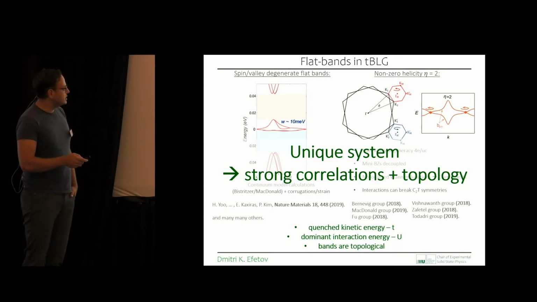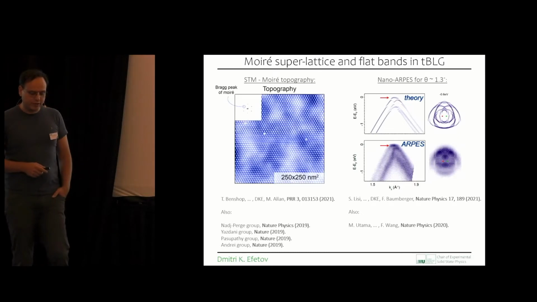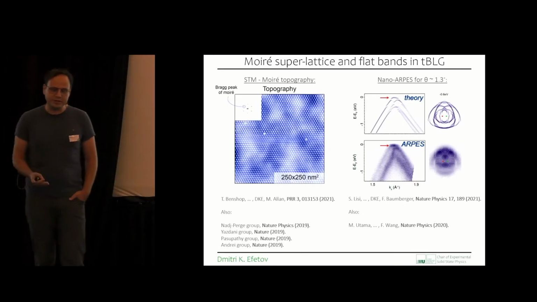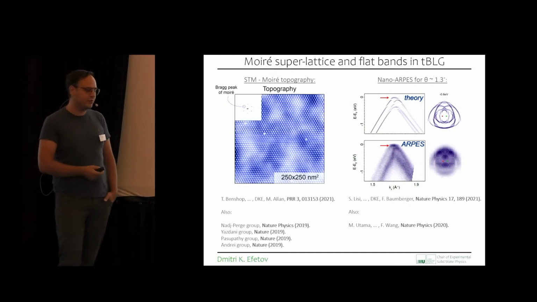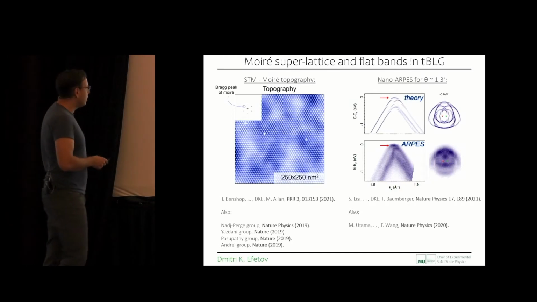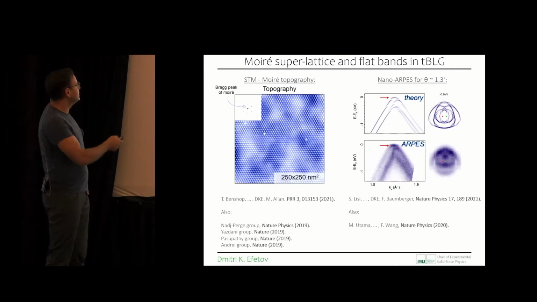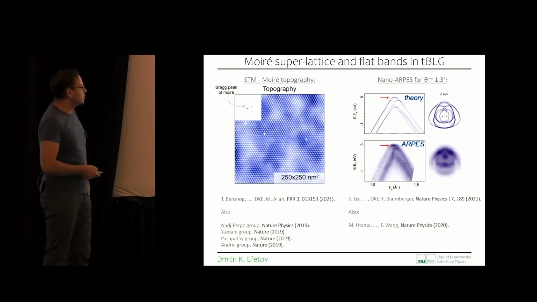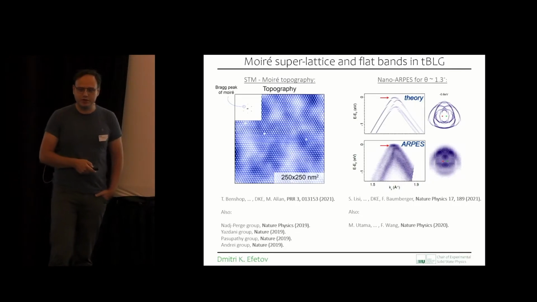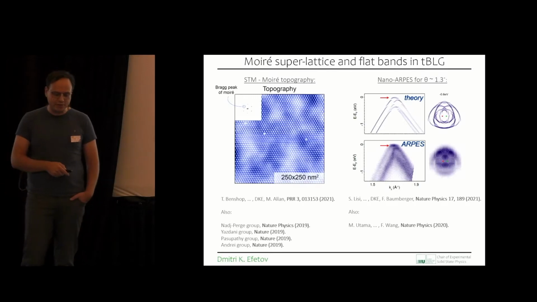So how does the system look like? So those are just a couple of examples of characterization experiments one can do. One very famous experimental technique, which was very successful in this field, is scanning tunneling microscopy, STM. So this is a scanning tunneling microscopy image of a relatively large area of twisted bilayer graphene. So it's 250 by 250 nanometers.